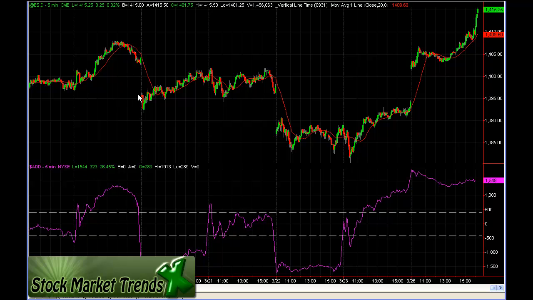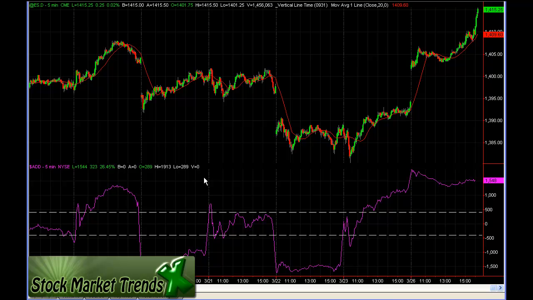This is a chart of the day session S&P 500 on the 5-minute chart, and below it is the advanced decline line on a line chart. Every 5 minutes it will print a dot, and then it'll connect the dots with a line. So the advanced decline line is actually an index. The symbol is $ADD on TradeStation, I believe on eSignal as well, and you need the New York Stock Exchange feed in order to get it in real time.